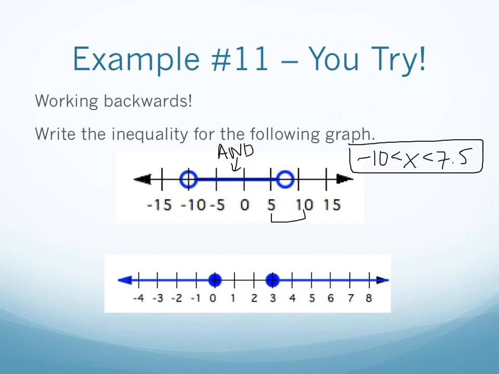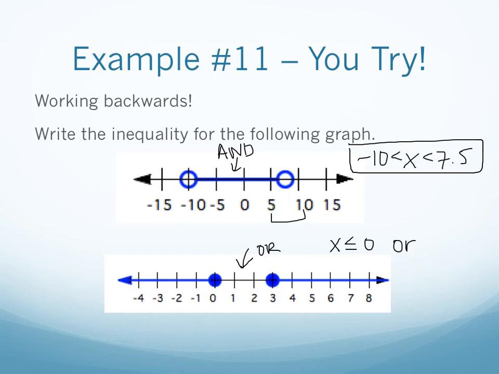Looking at the next one. No shading in the middle, so this is going to be an or. So I'm going to have something or something else. On the left side, I have x is less than or equal to 0. So I'm starting at 0, getting smaller. It's the equal to sign because the circle is filled in.